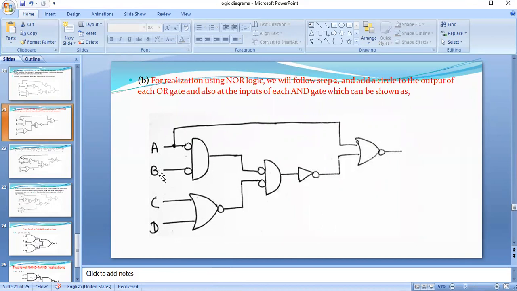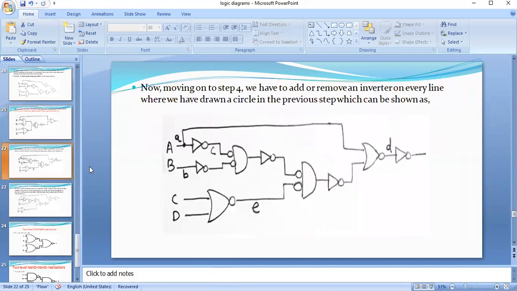Okay, so for the compensation, we have to place inverters on the same lines. For the bubble compensation, we have to place inverters. See here, we are placing inverters for the compensation. See here, A bar, B bar. So we can directly take it as A bar and B bar, or instead, we can use NOR gates.